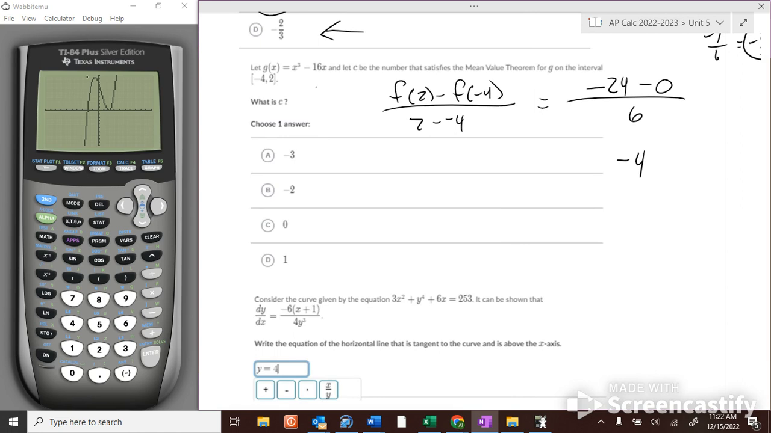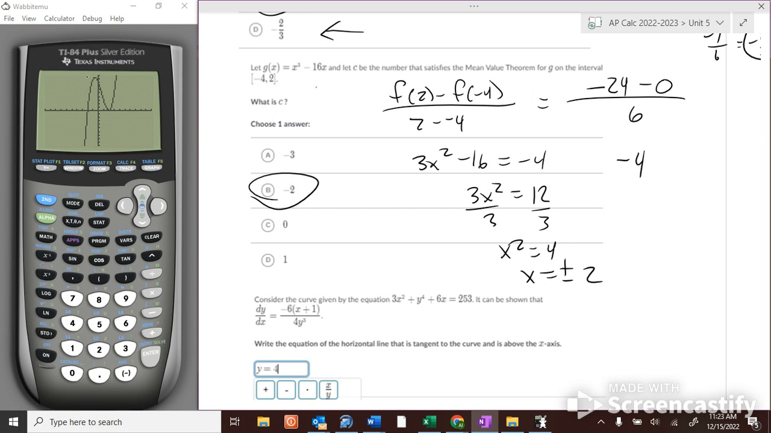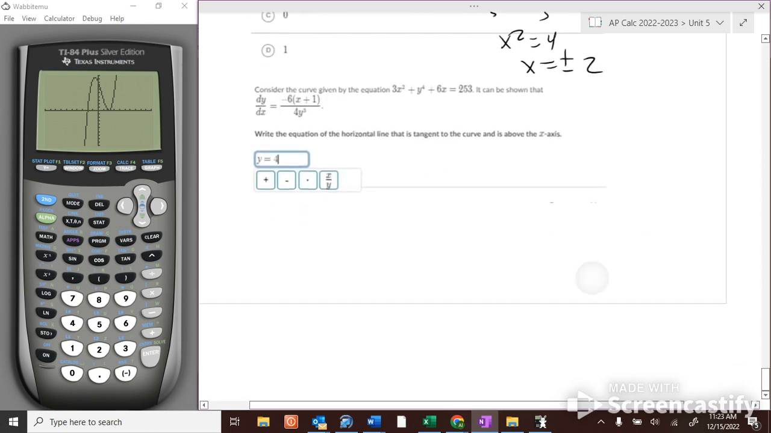So that's what this is equal to. So then we set the first derivative equal to this. So we go 3x squared minus 16 equals negative 4. So 3x squared equals negative 16 plus 4 is negative 4 plus 16 is 12. Divided by 3, x squared equals 4. x equals plus or minus 2. So it has to be a negative 2 because that's within the interval. Can't be an endpoint. Okay, last one.